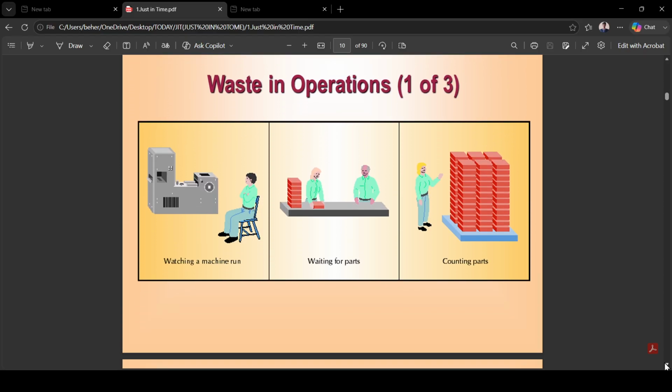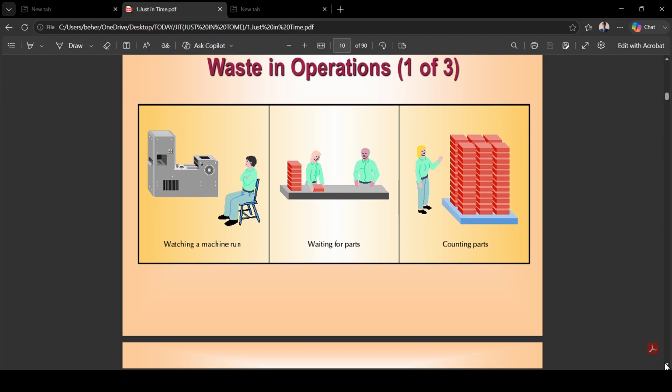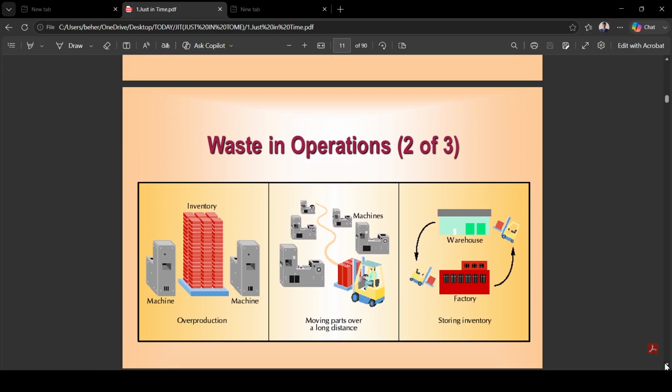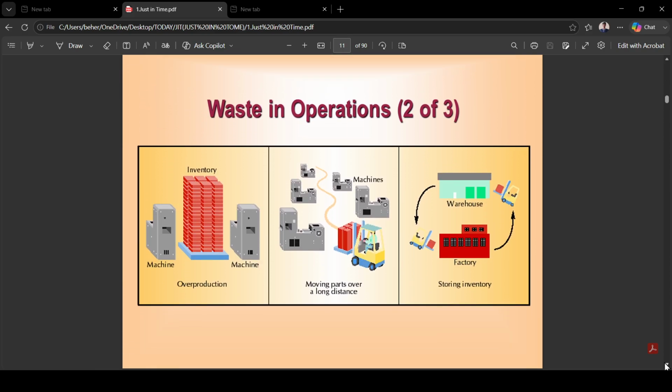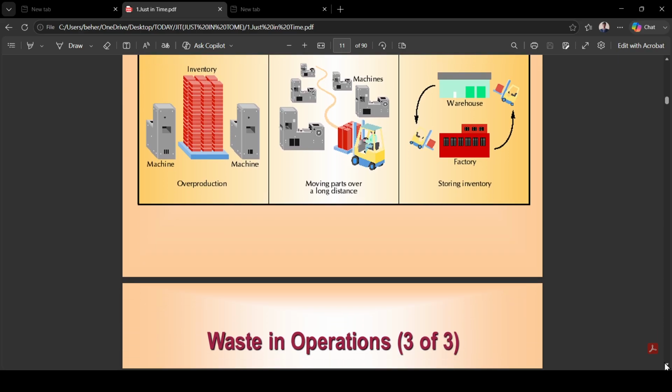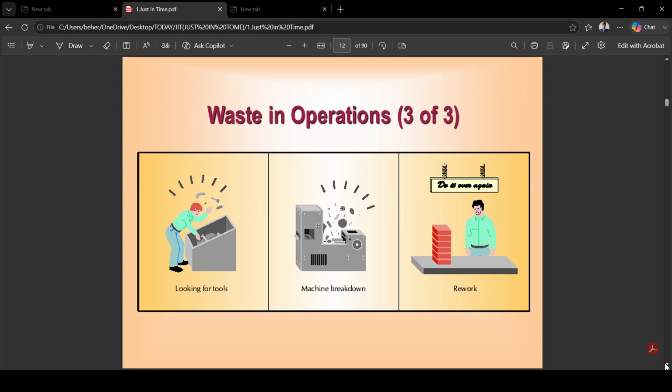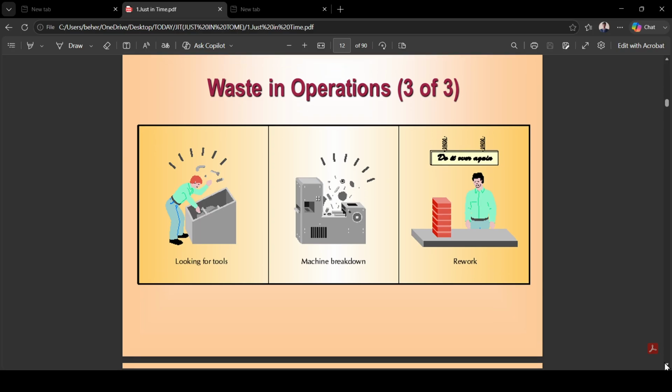See the images one by one. Watching a machine run, that is waste. Waiting for parts, that is waste. Counting parts, that is waste. One more waste is overproduction. Moving parts over a long distance is waste. Factory storing inventory is waste. Looking for tools is waste. Machine breakdown is waste. Rework is also waste.